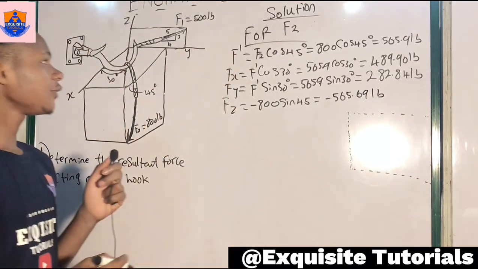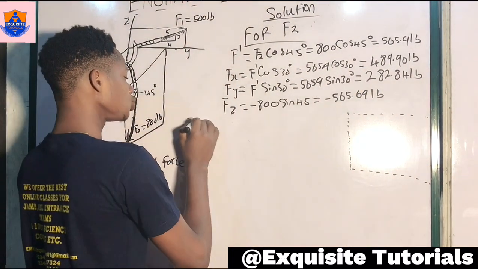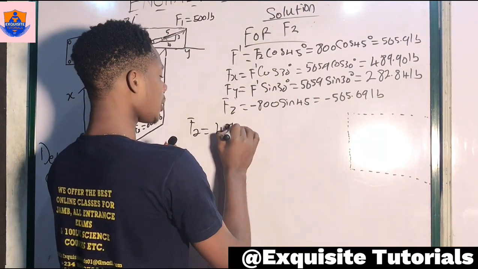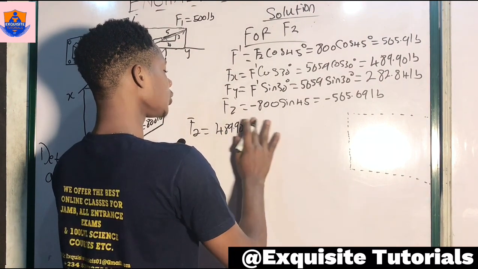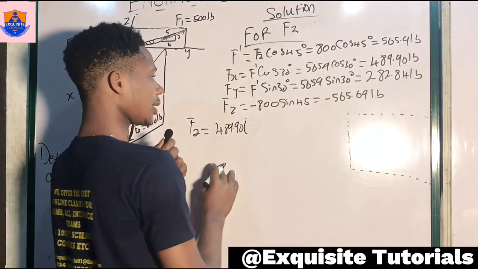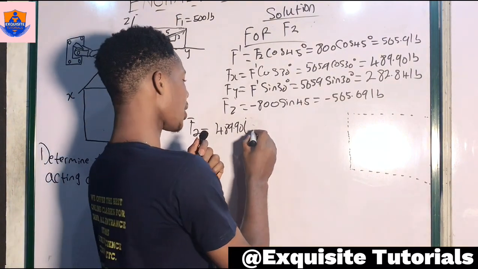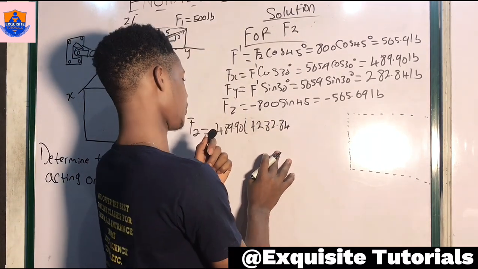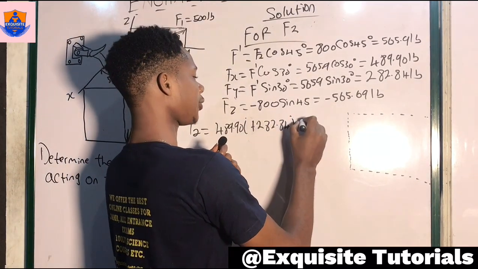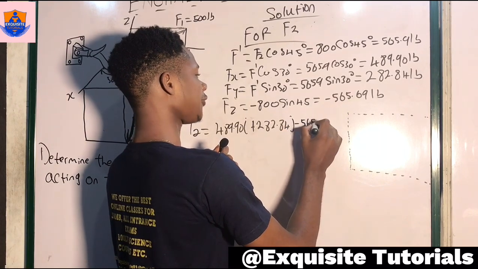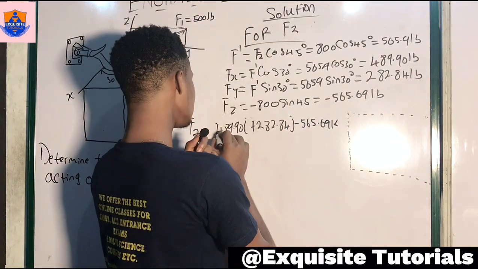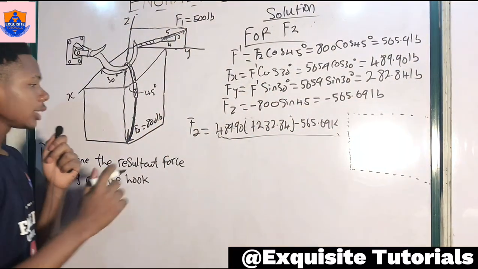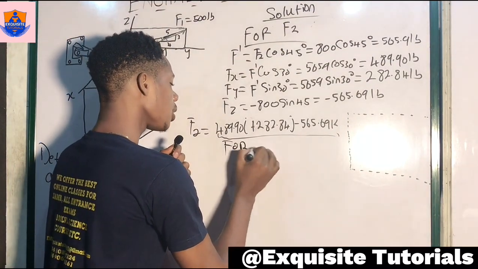Now these are the values for F2, so I can write F2 as the sum of these in Cartesian form. So F2 will equal 489.90 i, okay, no need for the pounds, so just write it in Cartesian form, that is in terms of i, and then for the y-axis we get plus 282.84 j, and then we have minus 565.69 k. This is the value of F2. Okay, we're not done, we have only resolved the values of F2. Let's now resolve for F1.